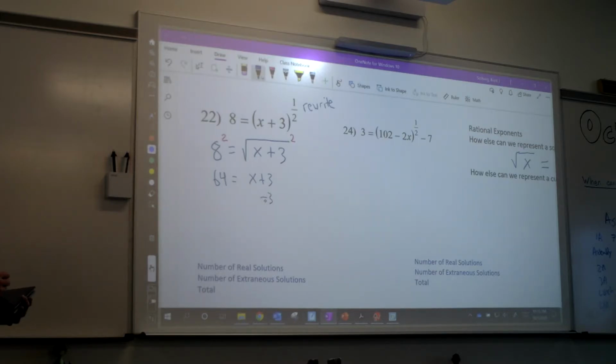Good question, right? So I get 61 is equal to x. That is my solution. Now I need to check my solution. So what do we do now? Plug it in to the other one. Oh yeah, let's do the one that we already rewrote as a square root. What do you guys think? That's a better idea. So I'm going to say that 8 is equal to the square root of 61 plus 3.